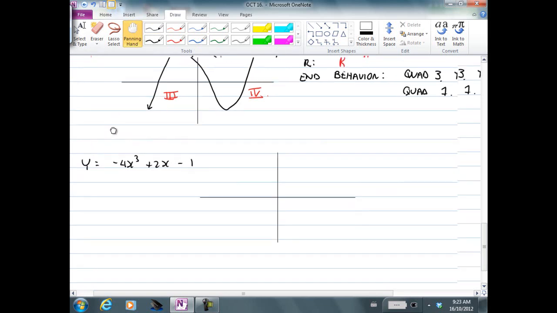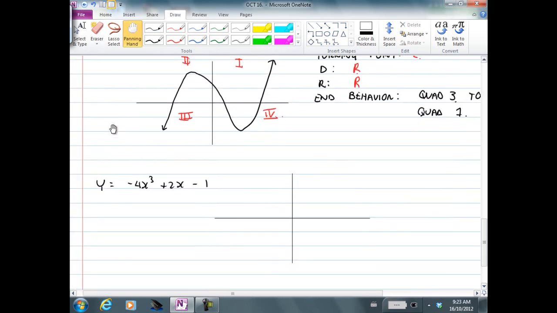Question is, what's your end behavior? I can figure out if you got it right or wrong by looking at your end behavior. Now read, what's your end behavior? Three to 4? 2 to 4. Okay, so let's look at this.